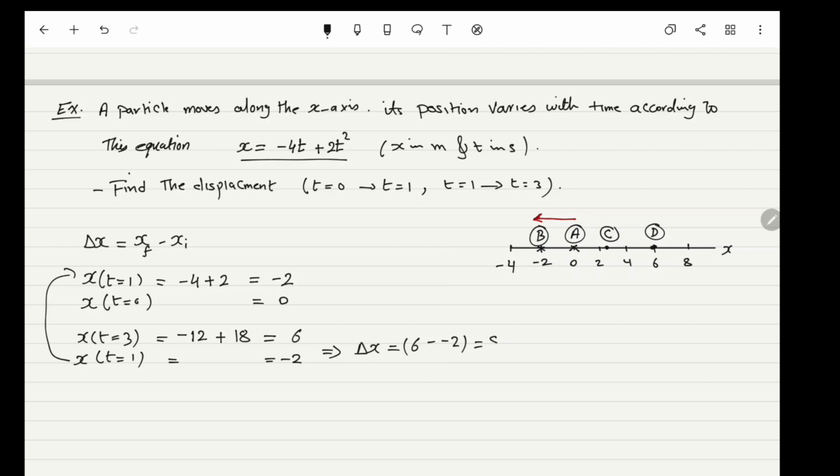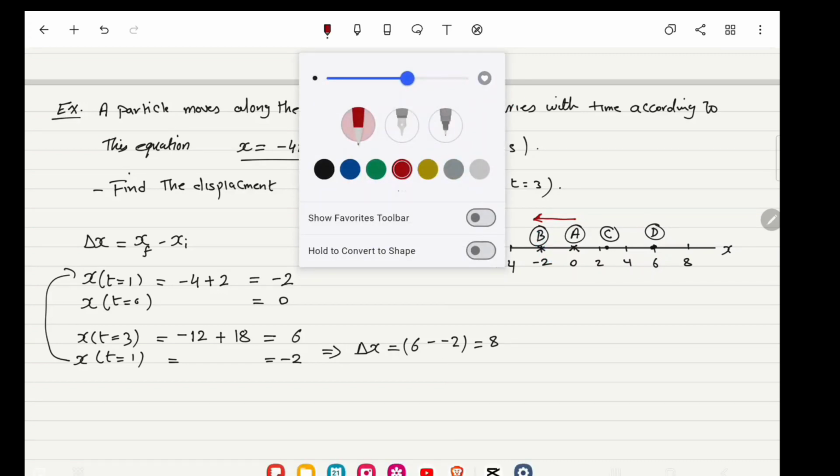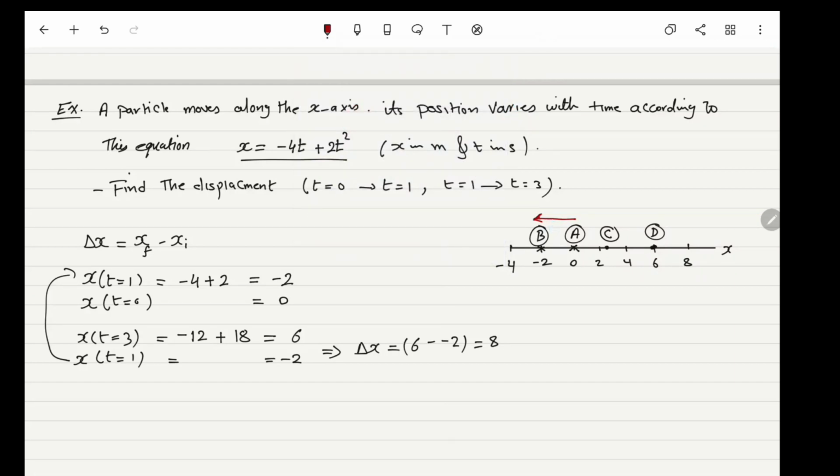(-2), which equals 8. And if we look at this diagram here, the particle is originally at B, then the particle moves from B, position -2, this one here, to position 6, which is this one here. So the particle actually moves from this position directly to position D. Okay.